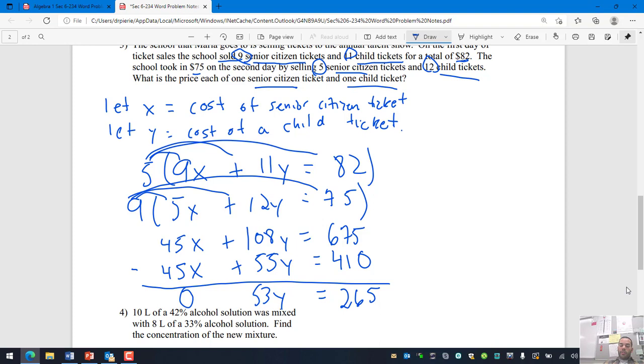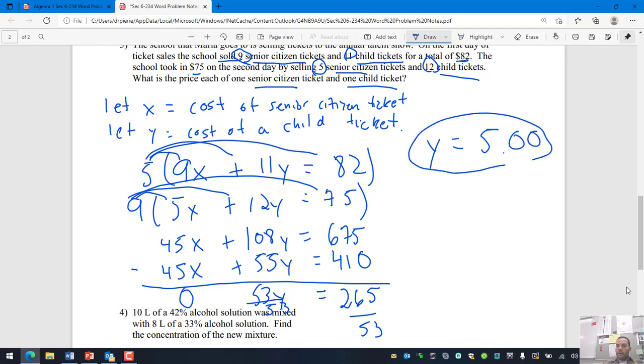Okay. In order to solve this, I'll divide both sides by 53. 265 divided by 53, and I'll get y is equal to 265 divided by 53. I should get exactly $5. So what I just solved for is the cost of a child ticket. Now, in order to get the cost of a senior citizen ticket, I just pick one of my equations, whichever one I like better, and plug 5 in for y, and then solve for x.